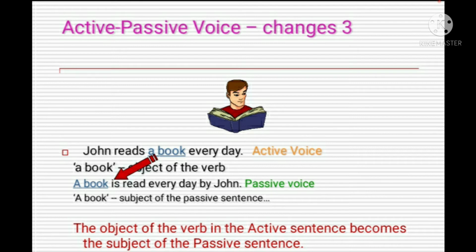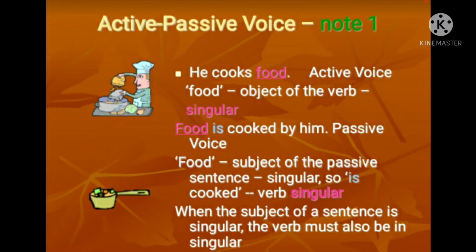Let us do a little more of learning, children. Next sentence, he cooks food. It is the active voice. So, what is food here now? Object of the verb. Now, the passive voice of this will be food is cooked by him. So, food becomes subject of the passive sentence. And note that food is in the singular form.